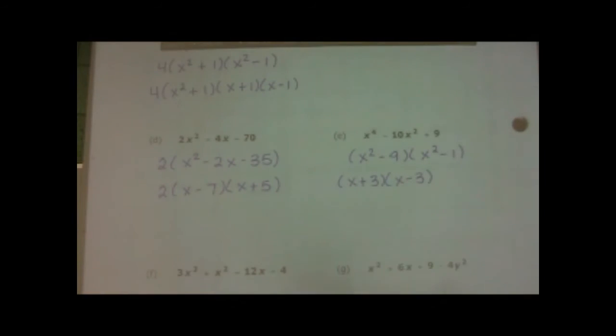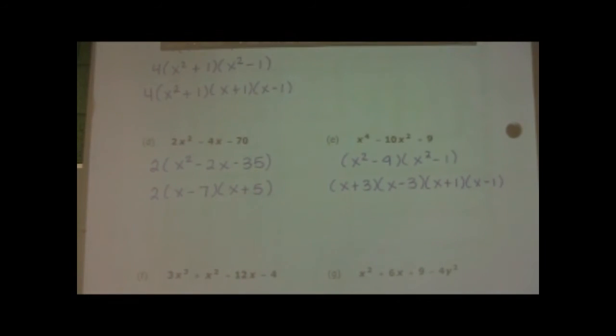Now, go to x squared minus 1, and I'm going to look for those same patterns again because I have 2 terms. And again, guess what? This is difference of 2 squares, the square of x and the square of 1. So x plus 1, x minus 1. Now, all 4 of our factors have the power of 1, so they're not going to factor further, and we are done.